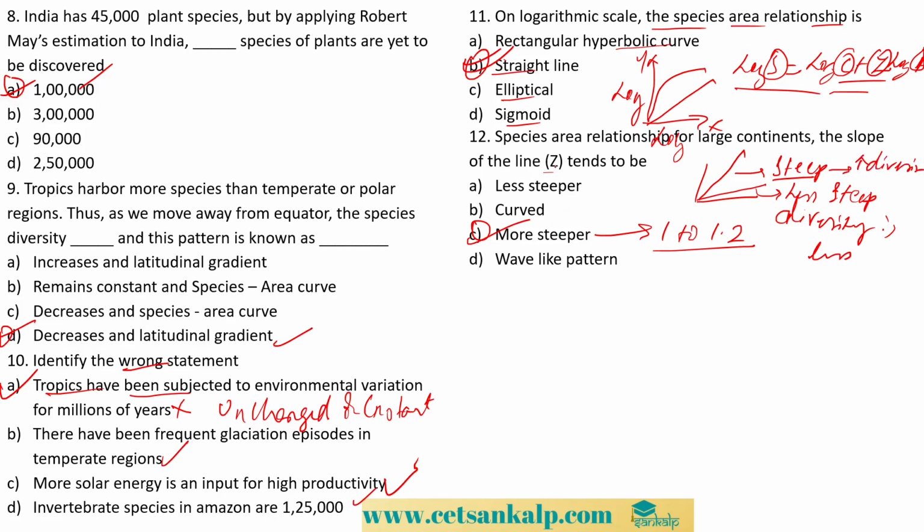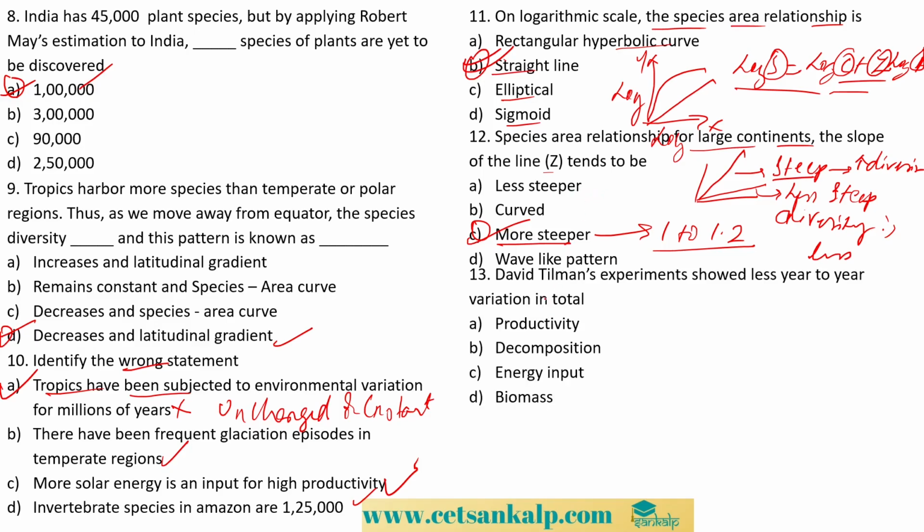So if you consider a large area, what happens? The line becomes more steeper. That is what the species area relationship curve tells us. As you go on exploring more and more bigger area, even the diversity increases. However, this diversity increases only to some extent. Later it becomes constant. That is what they tell us in the species area relationship curve.